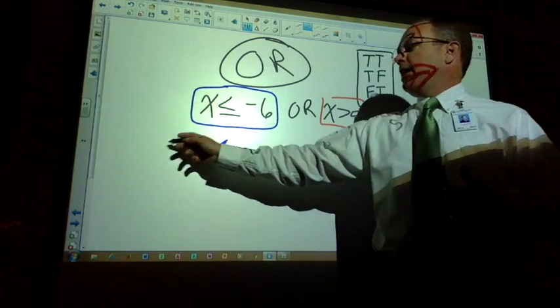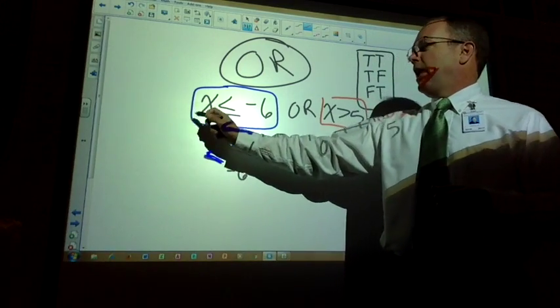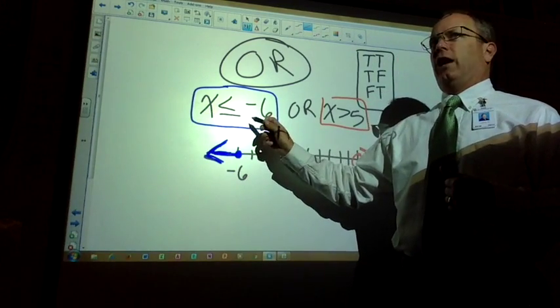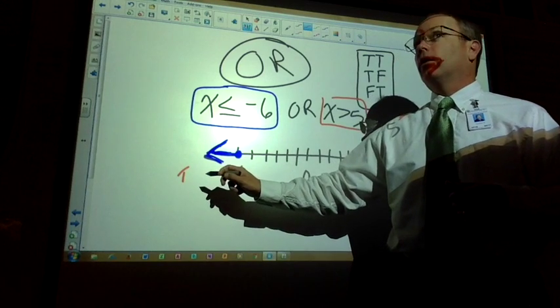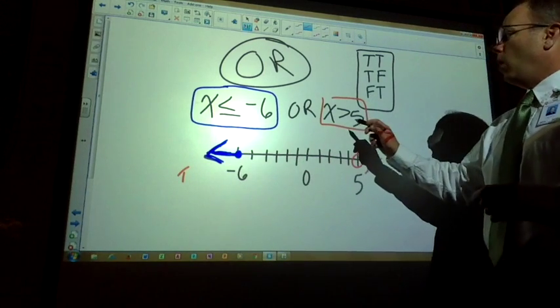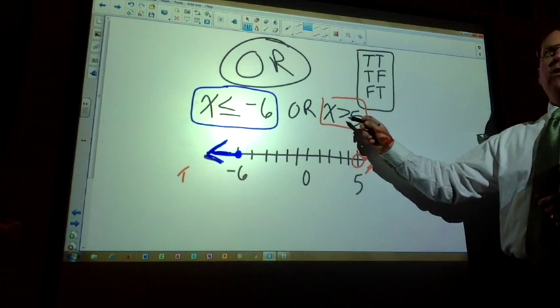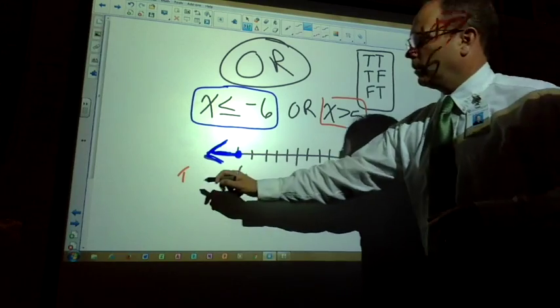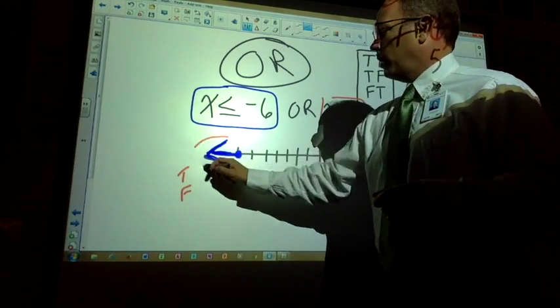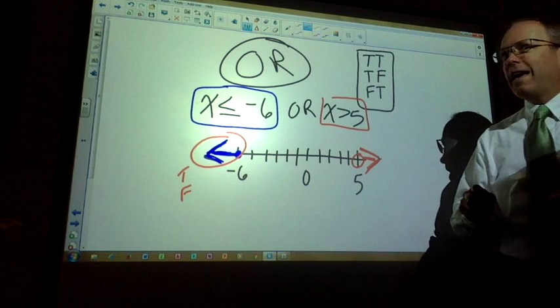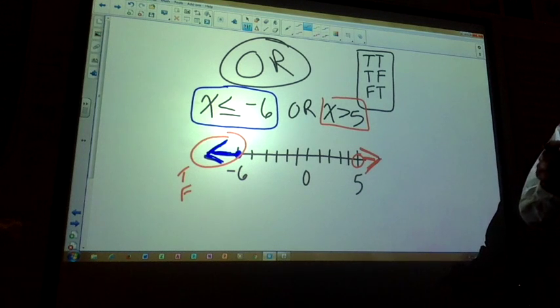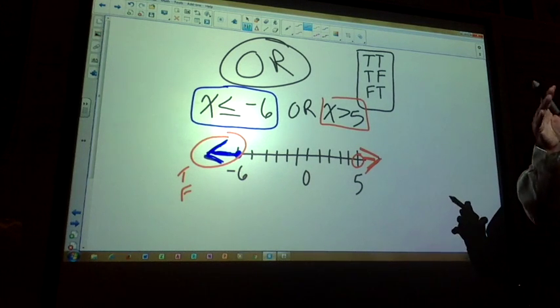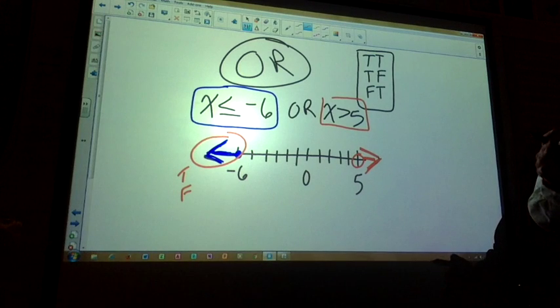So if I pick, say, -10, which is over this way, -10 is less than -6. True. Agree? Or -10 is greater than 5. This is part of the solution. Why is that? One part was true. Satisfied.